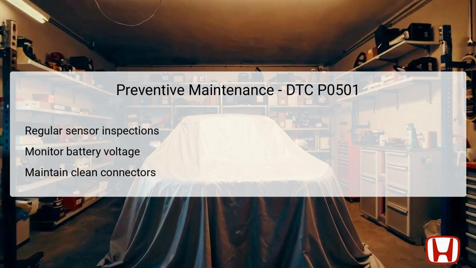To prevent recurrence of issues related to DTC P0501, proactive maintenance strategies must be implemented. Routine inspections of the CVT speed sensor and associated wiring can catch potential faults before they escalate. Keeping an eye on battery voltage is equally important, as erratic voltage levels can lead to sensor malfunction or faulty readings. Additionally, ensuring that all electrical connectors are clean and secure helps maintain the integrity of the sensor signals sent to the PCM.